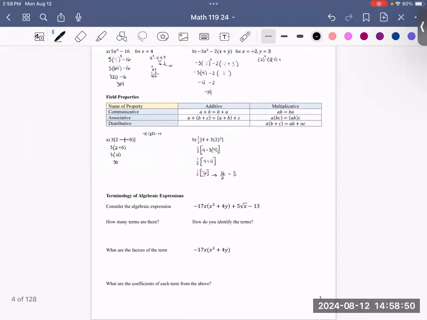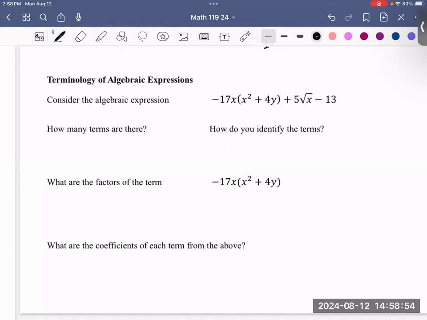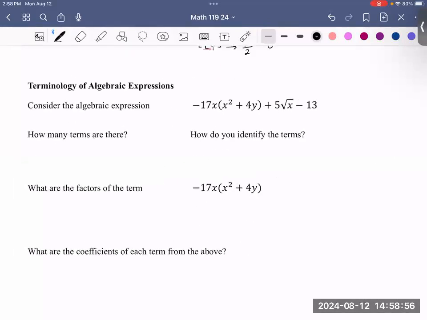And the last thing we're going to cover is terminology of algebraic expressions. So it says, consider the algebraic expression. So we have this whole thing right here. So how many terms are there? Well, first we have to figure out, well, what the heck is a term?